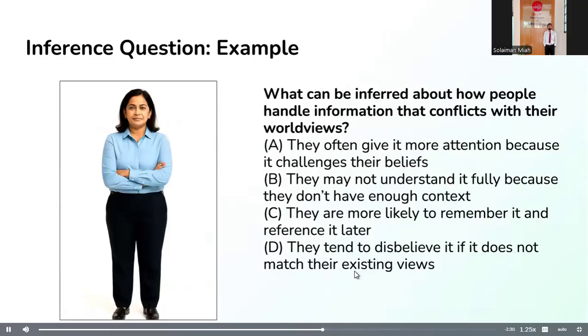Here's an example of a question we might get from that talk. What can be inferred about how people handle information that conflicts with their worldviews? Each answer choice offers a different possibility, but only one fits the clues in the passage. So, pause the video, and then take a minute to scan the answers and see if you can find the correct one. All right, now let's go back one more time to the transcript.